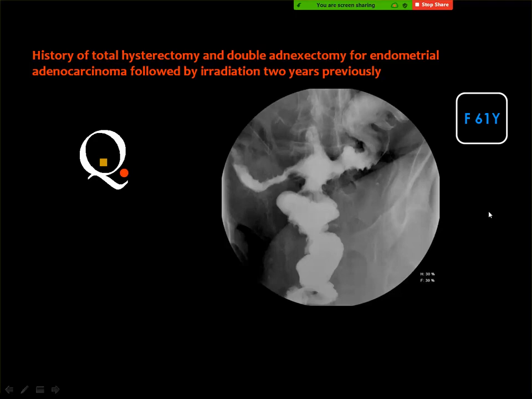Okay, this patient had the history of total hysterectomy and oophorectomy for endometrial carcinoma, followed by irradiation. And this is the barium enema exam.